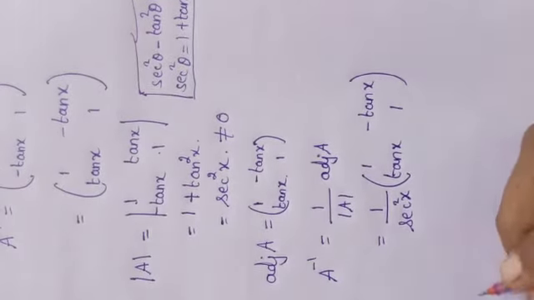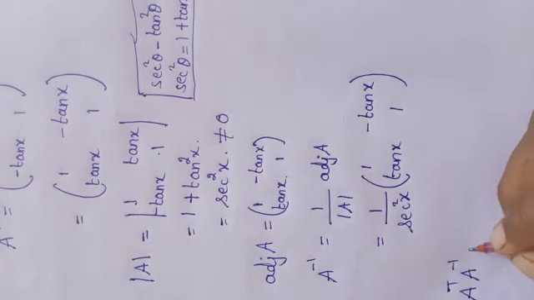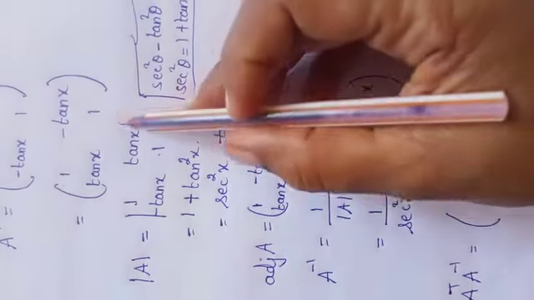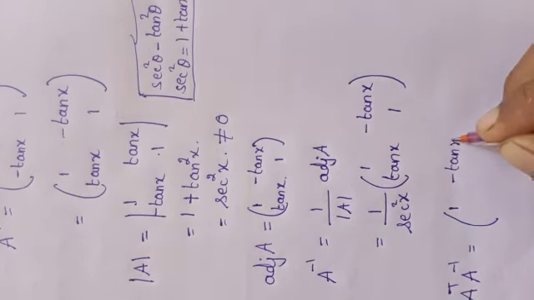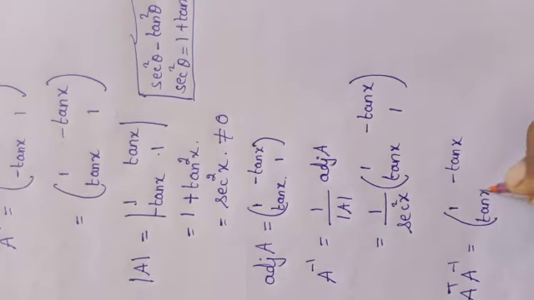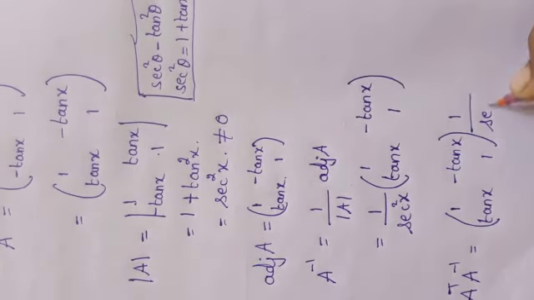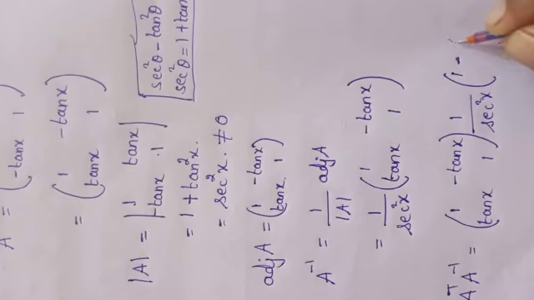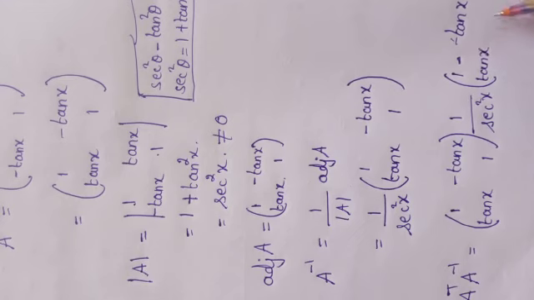Now we have to multiply it. A transpose into A inverse. A transpose, this is the answer, isn't it? That is 1 minus tan x, tan x 1, into A inverse, that is 1 by secant square x into 1 minus tan x, tan x 1.